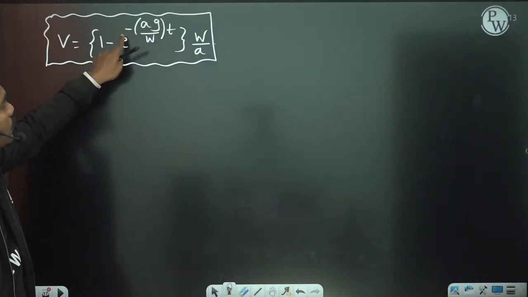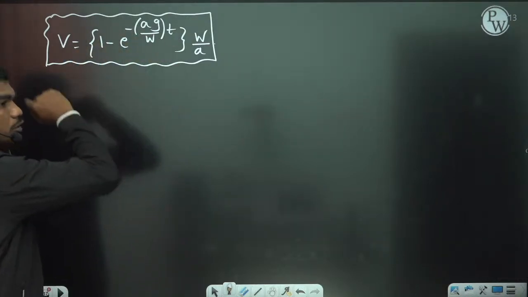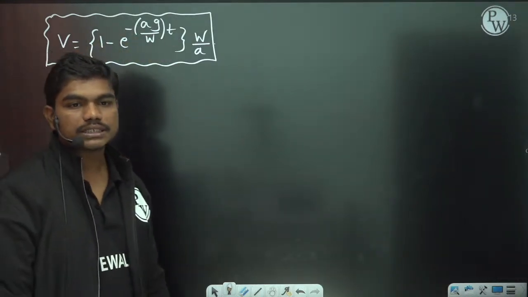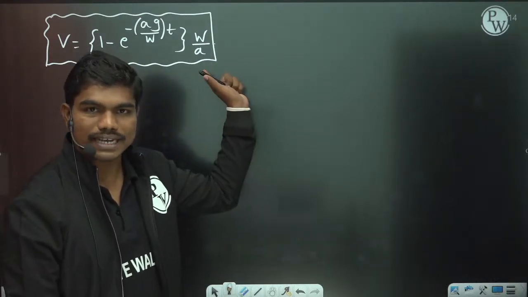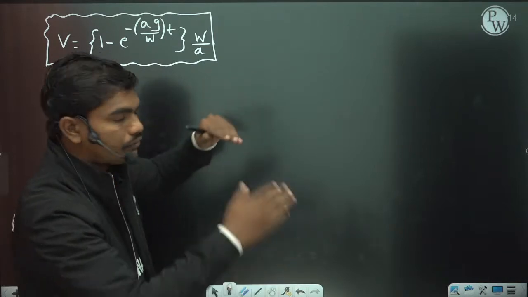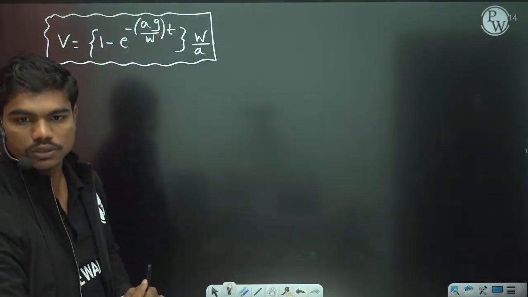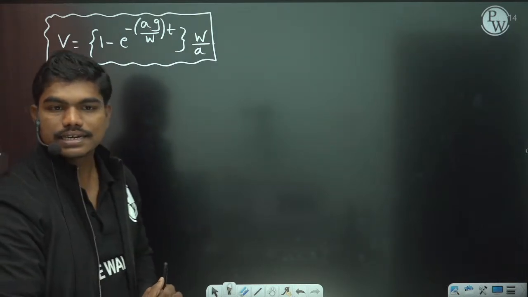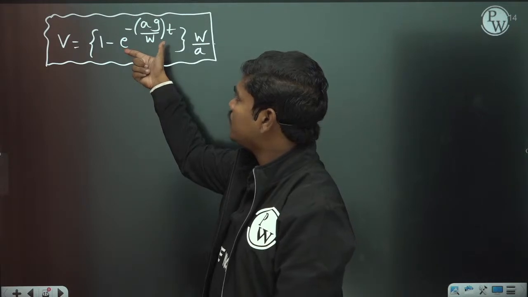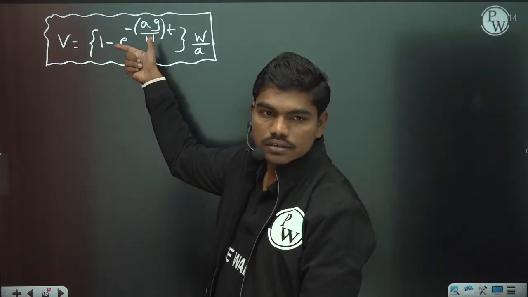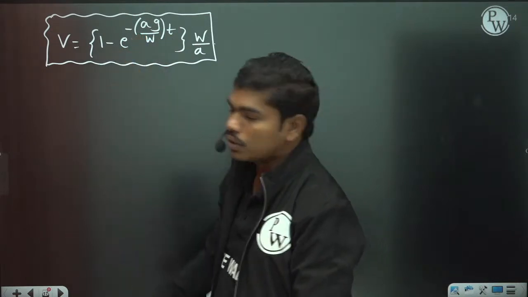Time is there, there is a minus sign. So tell me, with respect to time, what happens to the velocity value? This function will have a maximum at one point. Means basically, with respect to time, this value will keep on decreasing. Yes or no? Try to understand this. As time increases, this value will keep on decreasing. Correct?